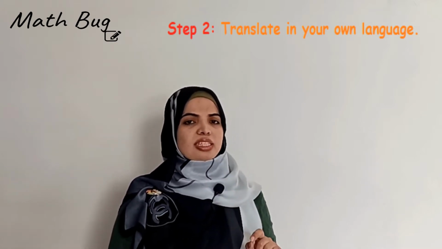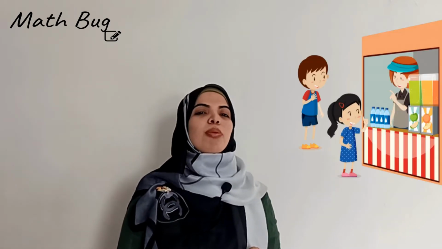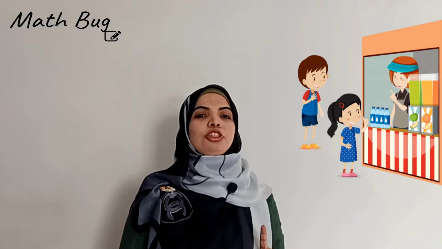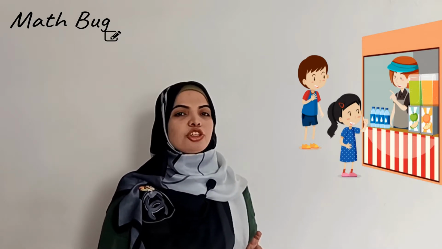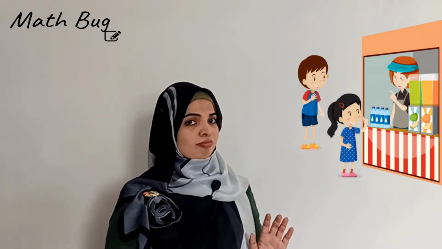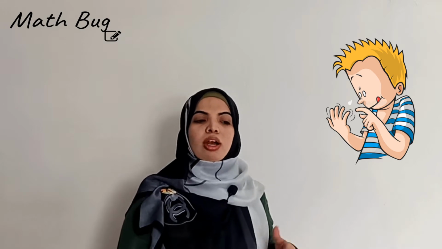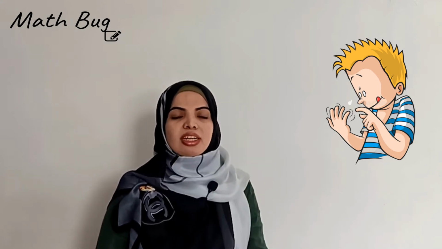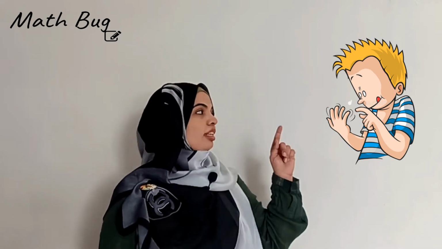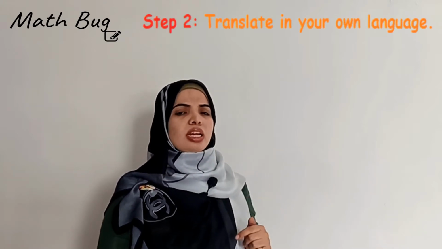Let me give you a simple example, and then I'm going to ask you the question. Sally went to the shop to buy 7 chocolates. The shopkeeper gave her 10 chocolates. How many more chocolates did Sally get? You might be confused in listening to the question or when you read it also. But let us do step 2, which I said is very important. Let me translate it now.